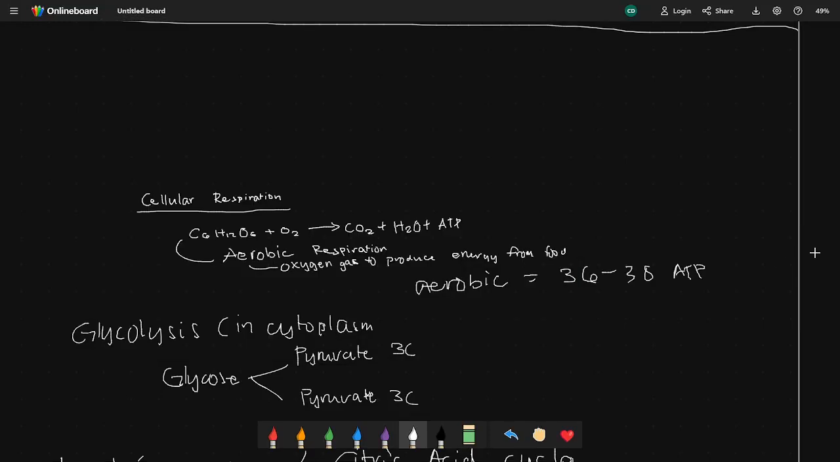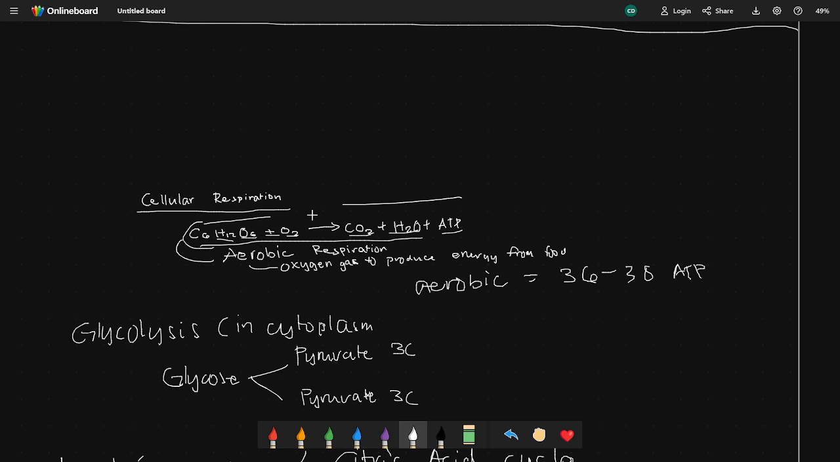Cellular respiration. The process of converting food into cellular energy is called cellular respiration. It is often summarized in this equation: C6H12O6 plus 6 O2, which gives us, on the product side, CO2, H2O, and ATP.